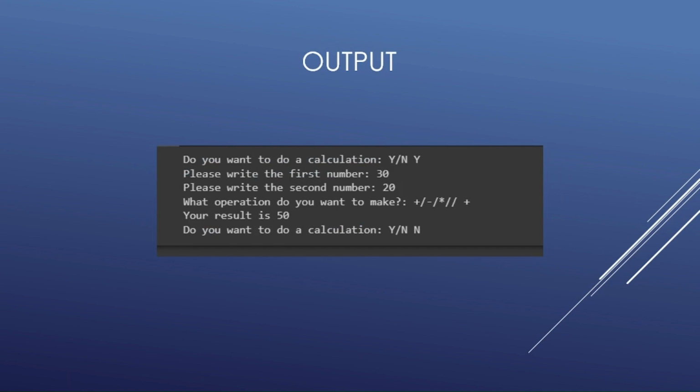Here is the full output of our calculator. We said y to the do you want to do a calculation question and it asked for two numbers. We gave 30 and 20 and it asked which operation do you want to do. We answered with plus and it returned our answer as 50. It asked once again if we want to do a calculation or not and we said no this time, so the program is stopped. That is the basic program that we are going to do today.